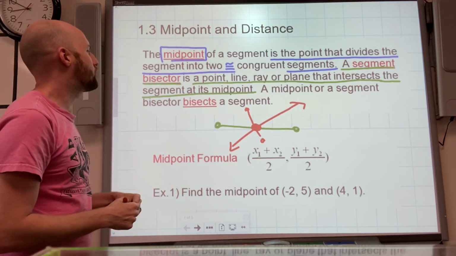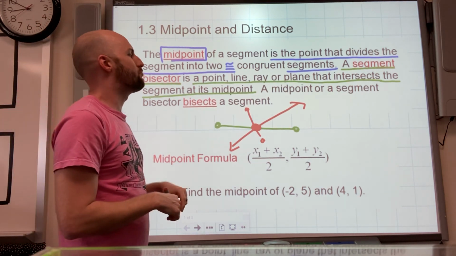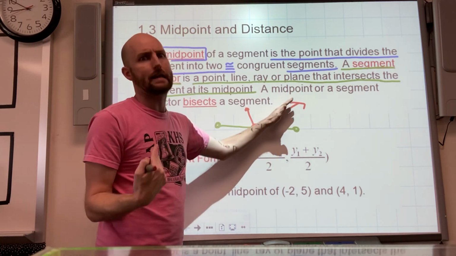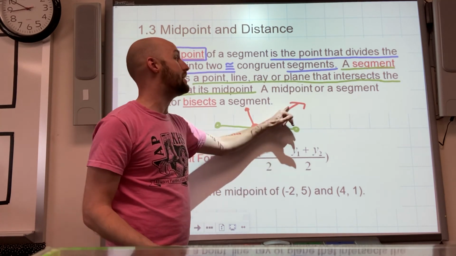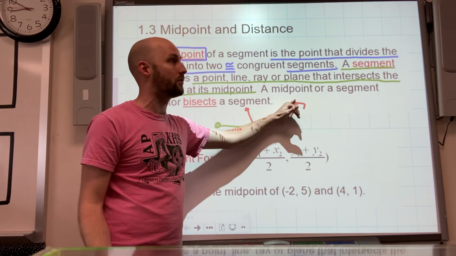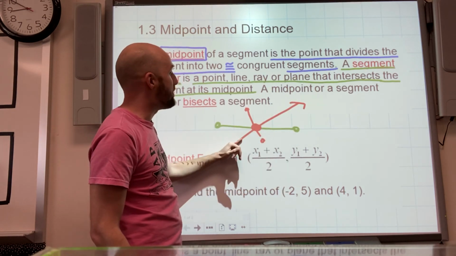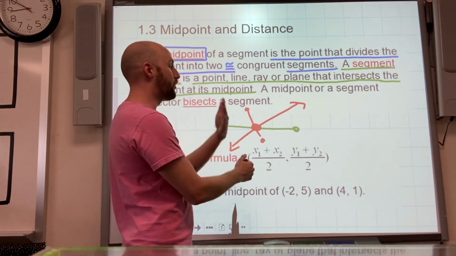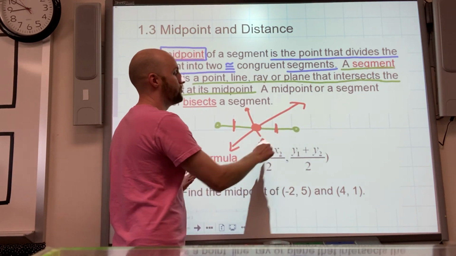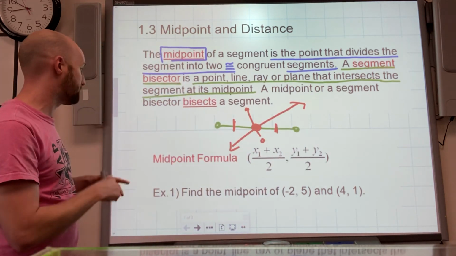But just if you see the word segment bisector, it's more like the object that did cut it in half. So this red line is the segment bisector of the green segment, right? So that's the segment. This bisected it, so therefore I know that these two sides are congruent in value.